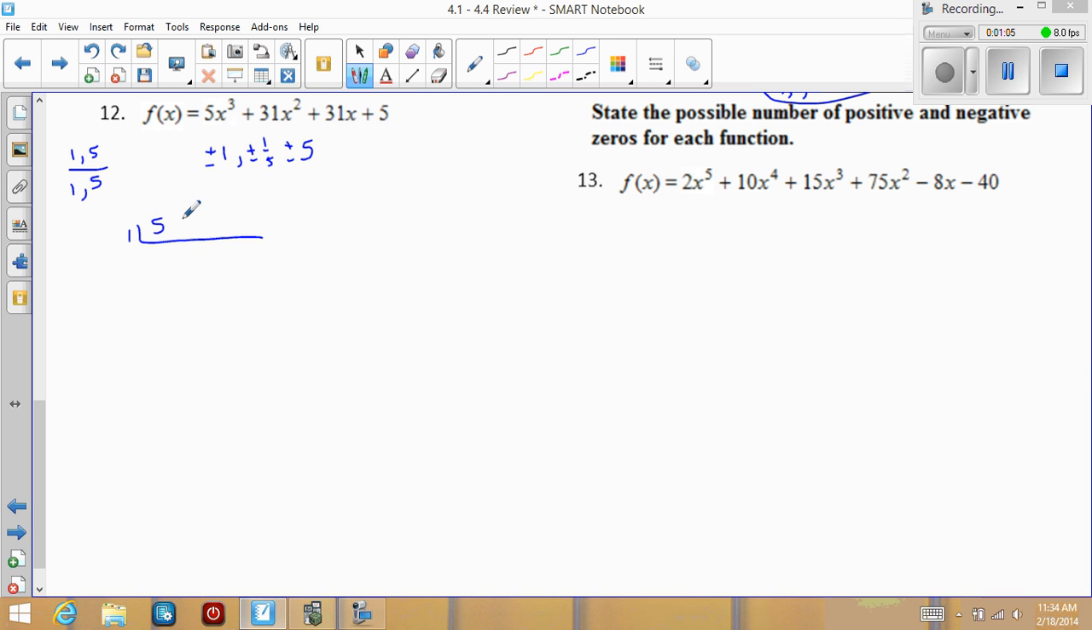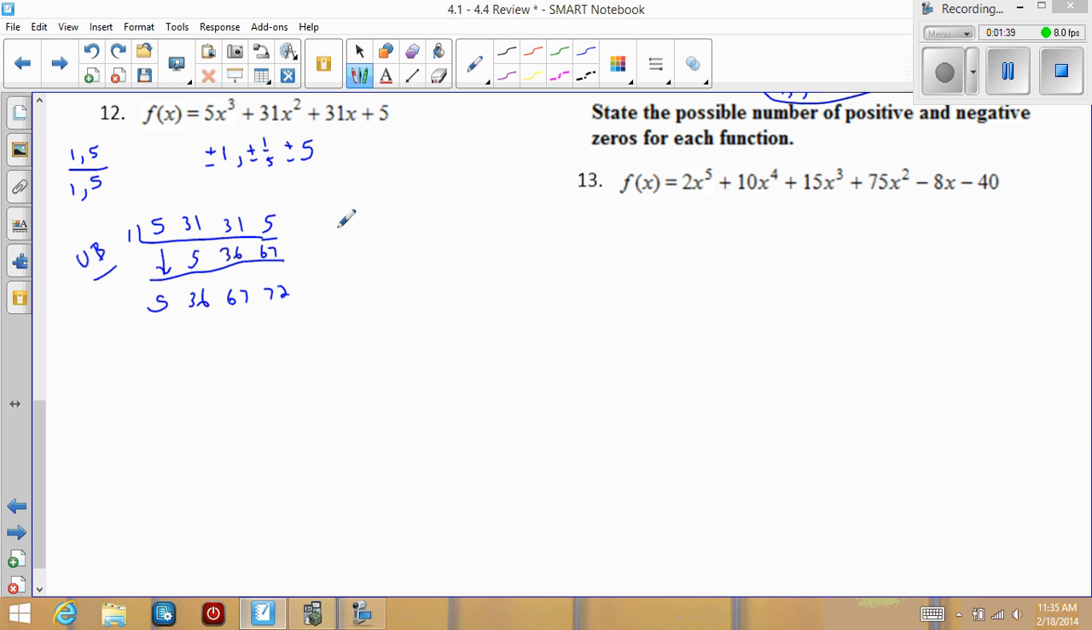So 5, 31, 31, and 5. So bring down 5. 1 times 5 is 5. Add that, I get 36. 1 times 36 is 36. Add, I get 67. 1 times 67 is 67. And add, I get 72. Well, these are all positive, so we have an upper bound, so I don't need to try the 5.